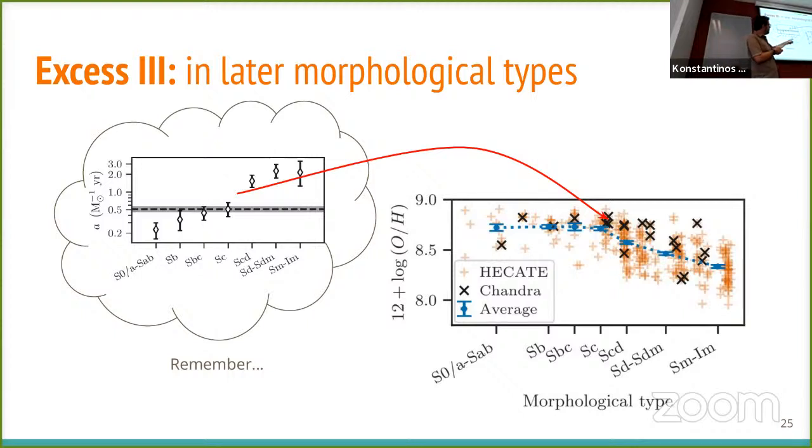However, our sample is very small. These X points in the morphological type versus metallicity plot are our sample. However, they're too few to get averages. But if you take the parent catalog, HECATE, all these galaxies that we have, you can take an average metallicity, and there is a turnover around Sc type galaxies. And this is where we have this large gap in the rate of ULXs, where the rate of ULXs increases significantly.